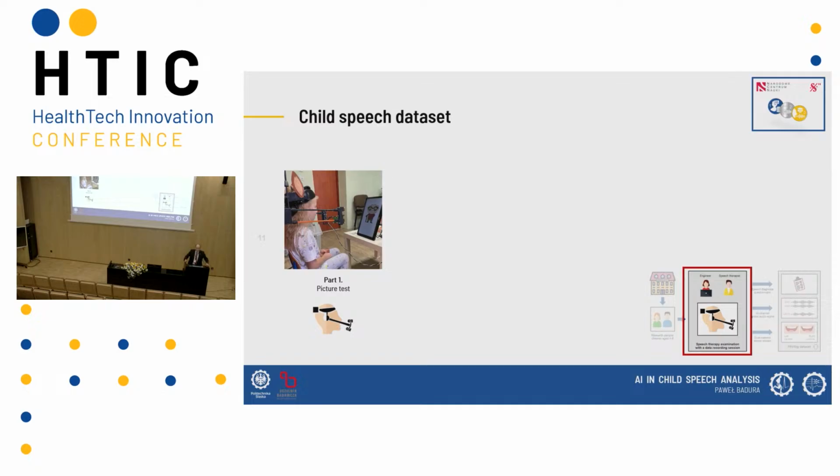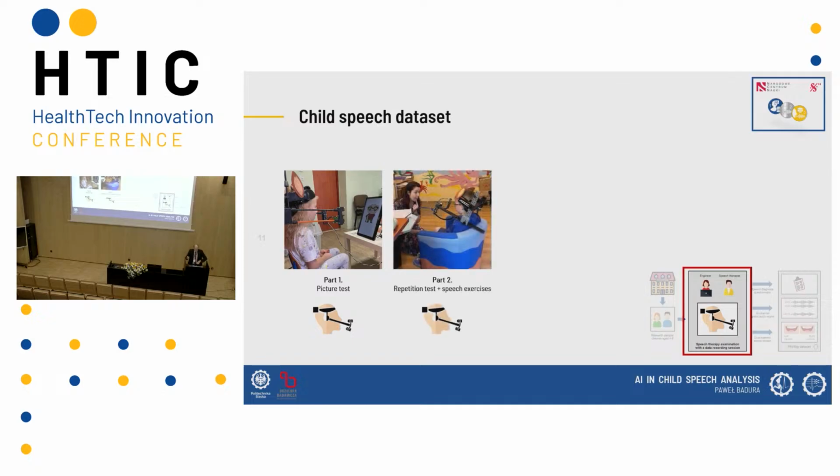Each child was recorded during a specifically designed session with a specifically designed protocol, which consisted of 3 parts. The first one was the picture test, so the child has seen on the screen some images, and their goal was to name them. Then we had the repetition test because there were some words that were too tough for the children to name on the pictures.